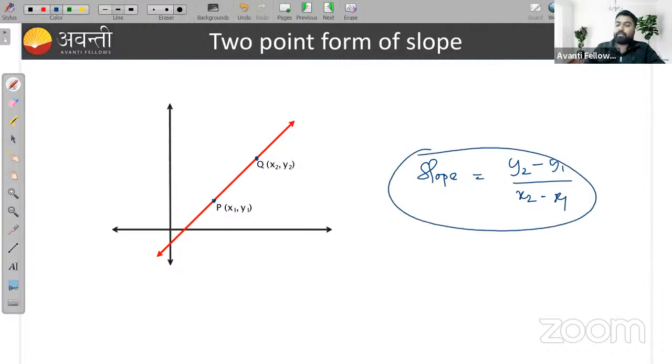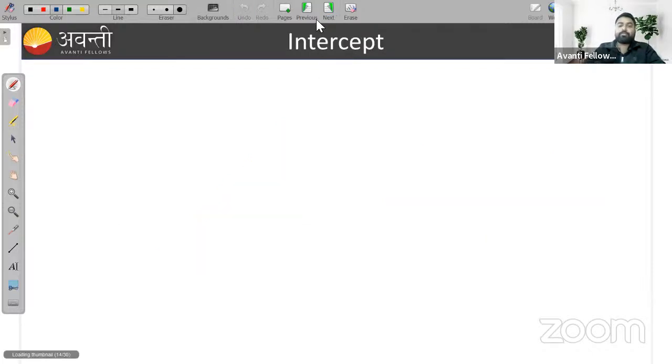In this way also, if you have two points on a line, then we can find the slope. And if you know the angle the line makes with the positive x-axis in the anticlockwise direction, then tan theta is your slope. All of you know these things. Okay, so let's move to intercept. Slowly we are moving towards straight lines, okay?